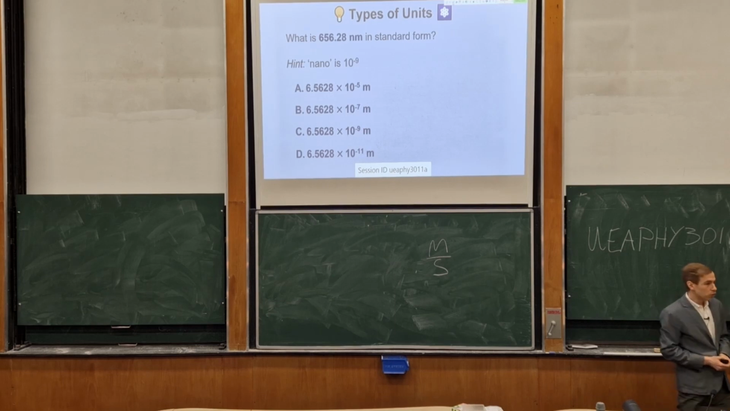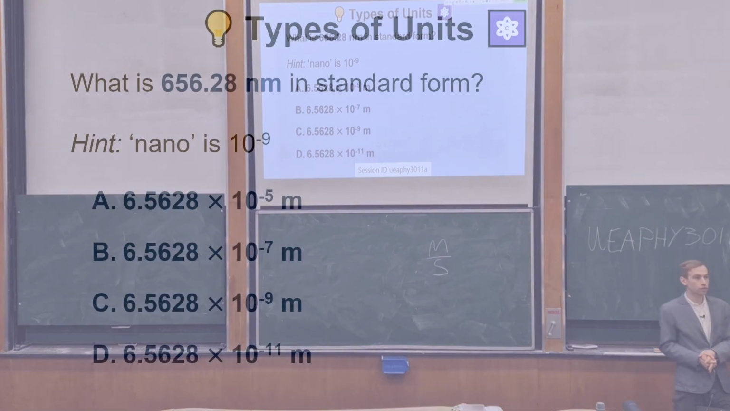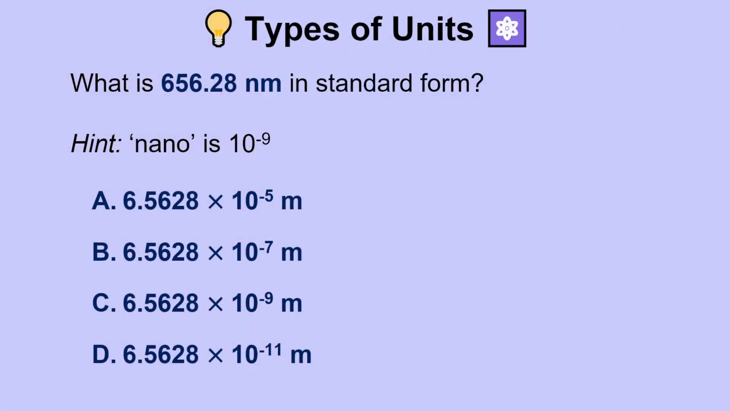So we'll try this calculation. What is 656.28 nano in standard form? So there's a few things we need to do because the 656, that's not in standard form to start with. And then we've got the nano there. So remember, nano is 10 to the minus 9. Let's see what we get here.